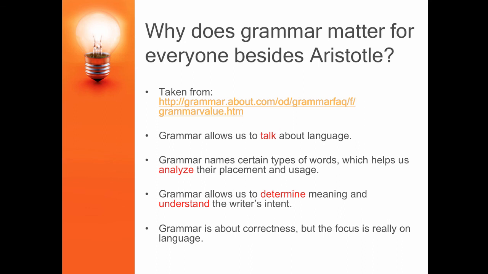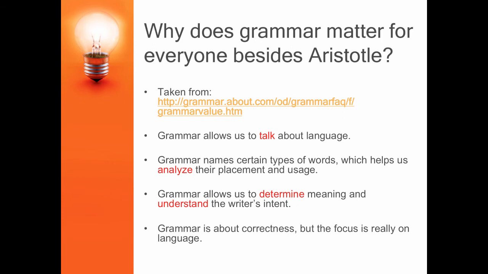Grammar also allows us to determine the meaning and understand the writer's intent. So all of that literature analysis that you were doing in high school and reading stories and talking about stories within groups of other classmates or with your teacher allowed you to say, oh, well, this poem is very dark and moody, and I can tell that because it uses words like dark, angry, foreboding, things of that nature. Grammar is ultimately about correctness, but it's really a way for us to focus on language.